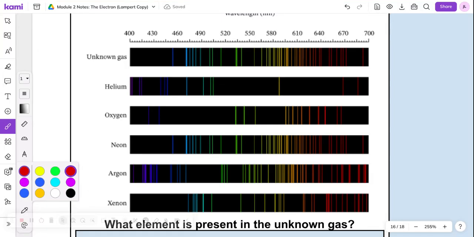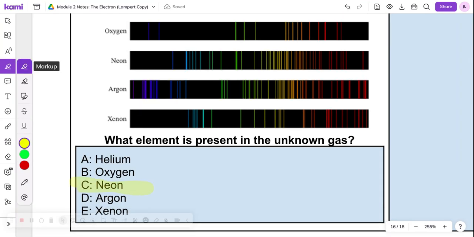Now let's pick another set of lines. Let's pick the blue lines here. There's one blue line in my unknown. If I check oxygen, it does not have that, but neon does. If I keep checking everything the unknown has, neon also has. Because every elemental spectrum is unique, if the unknown matches neon, then it must be neon. So our correct answer here is neon.